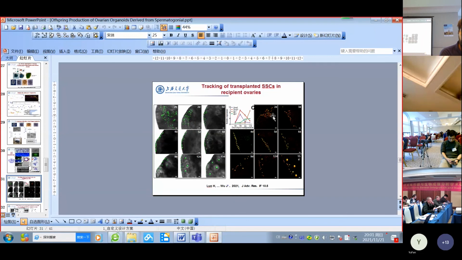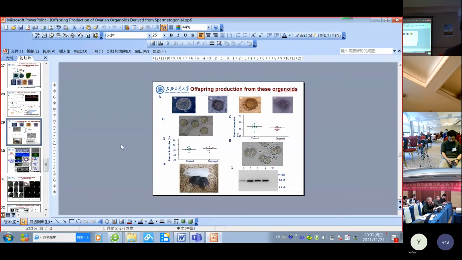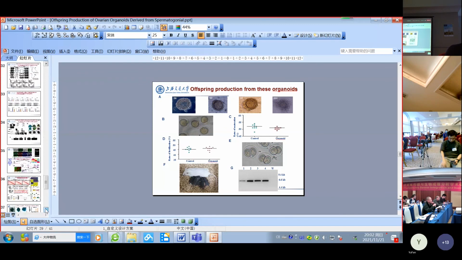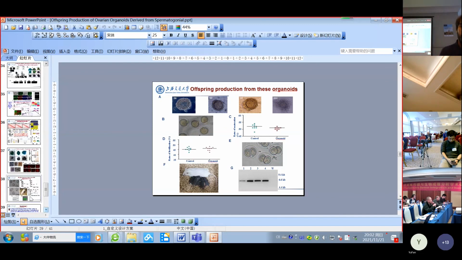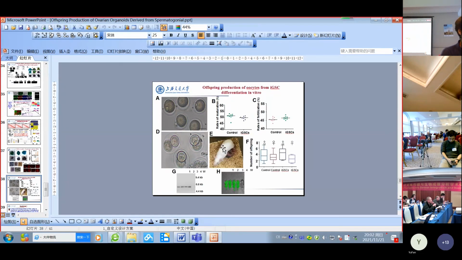and immunofluorescence with the double antibody for MVH and GFP for this part, the right part. And the first question is about the different colors for the offspring, right?